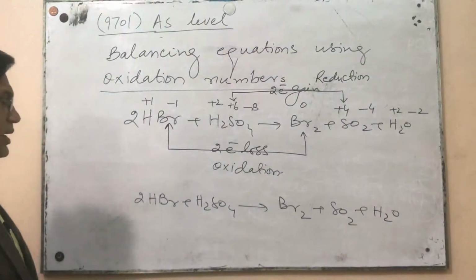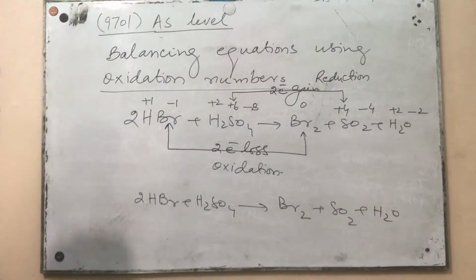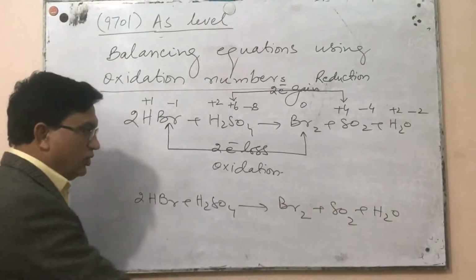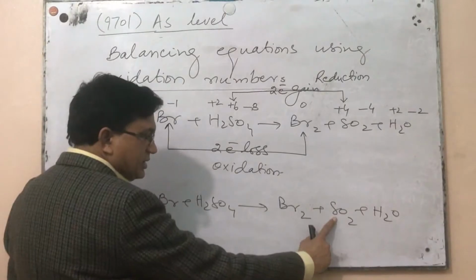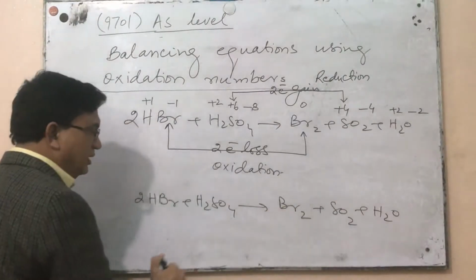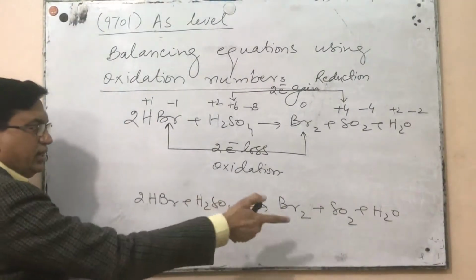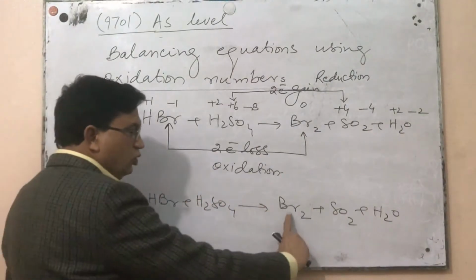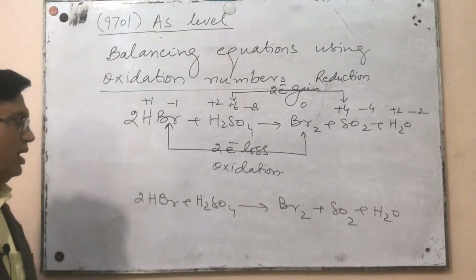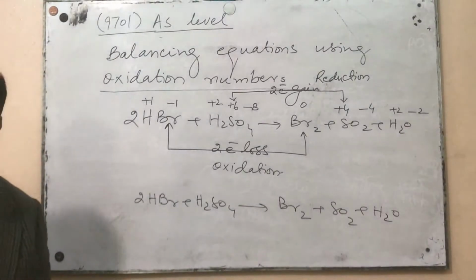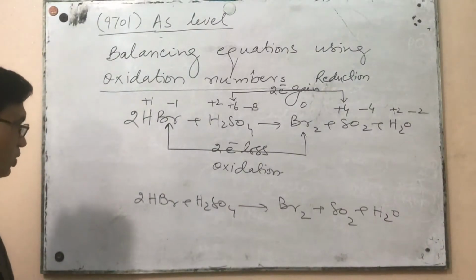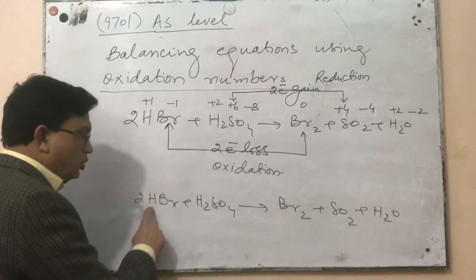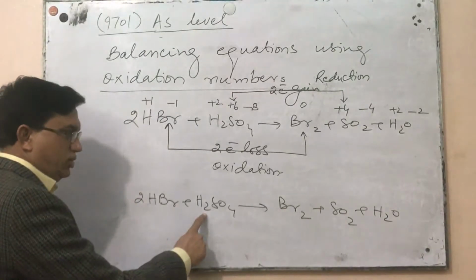Now, for the hit and trial method, we know that first of all we balance that atom which comes least in the equation. For example, sulfur is the least. One sulfur is there, one sulfur is there, equal on reactant and product side. Second is bromine. 2 bromine here, 2 bromine here also become balanced. Now next come oxygen and hydrogen. How many total hydrogen are there? 2 hydrogen plus 2 hydrogen, 4 hydrogen.